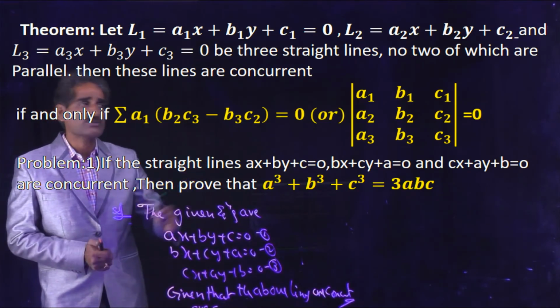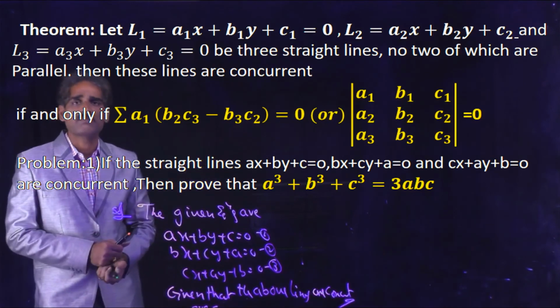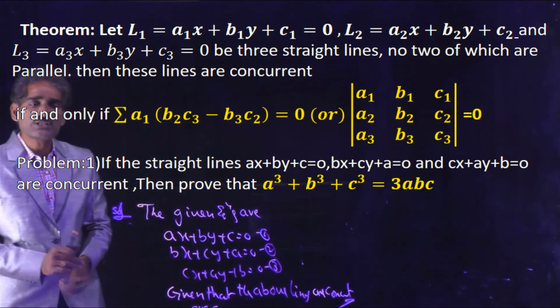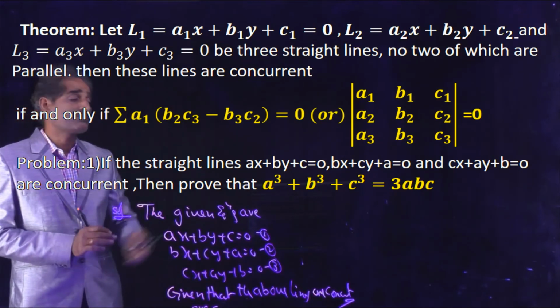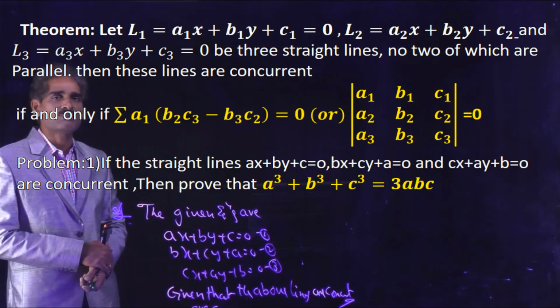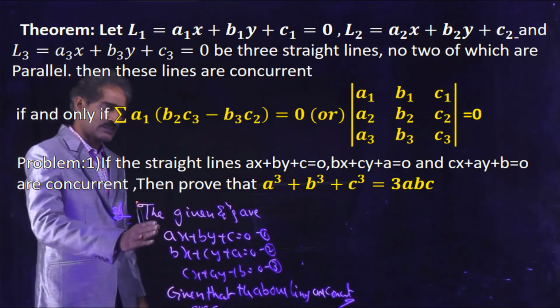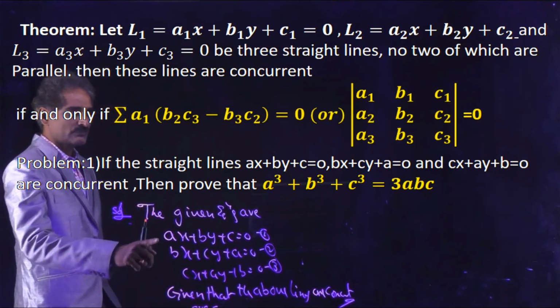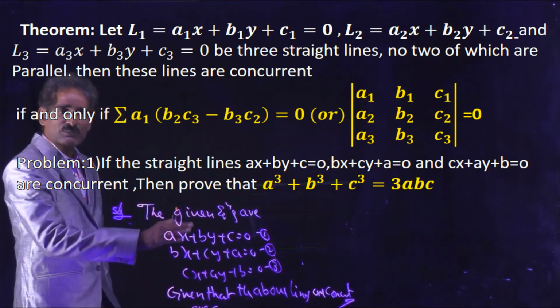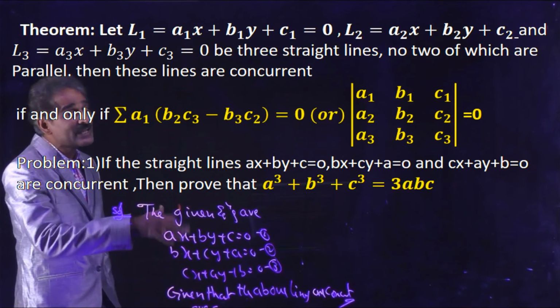Both give the same determinant. Now see this problem: if three straight lines are concurrent, then prove the condition a cube plus b cube plus c cube equals 3abc. Suppose the given lines are 1, 2, 3: first line, second line, third line. We have to prove that a cube plus b cube plus c cube equals 3abc when they are concurrent.